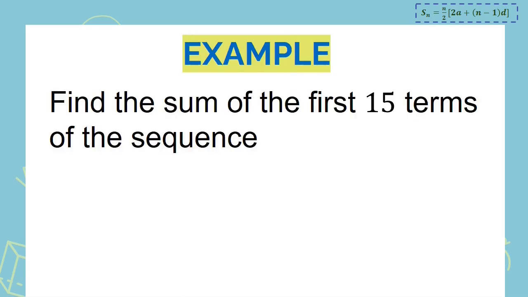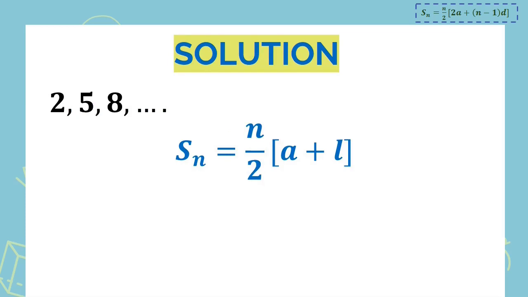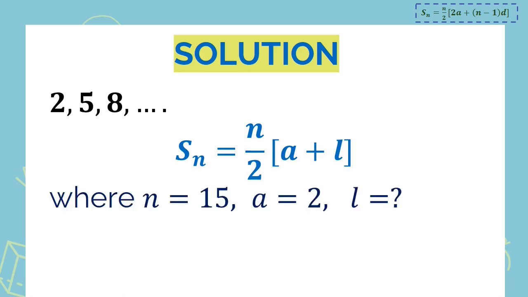In this example, we have to find the sum of the first 15 terms of the sequence 2, 5, 8. So how do we get the sum of the first 15 terms? In our solution, we are going to apply the formula for finding the sum of any linear sequence, which is given by S subscript n, or Sn, equals n over 2 multiplied by A plus L. And so in this question, the number of terms we are looking for is 15. That is the sum of the first 15 terms. So n is 15, and the first term, which is represented as A, is 2.